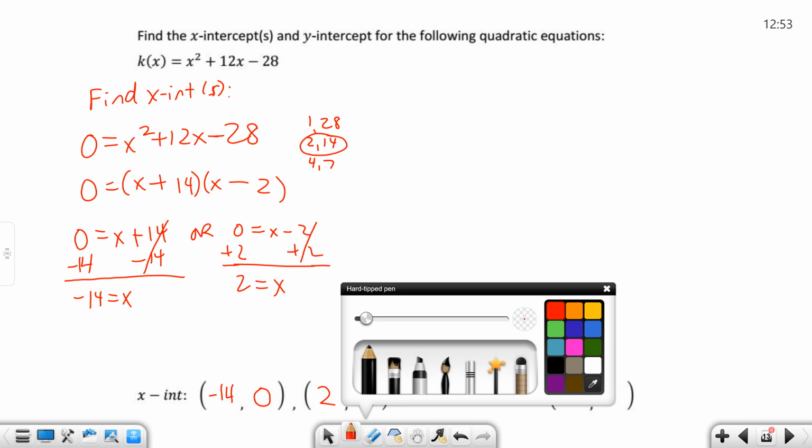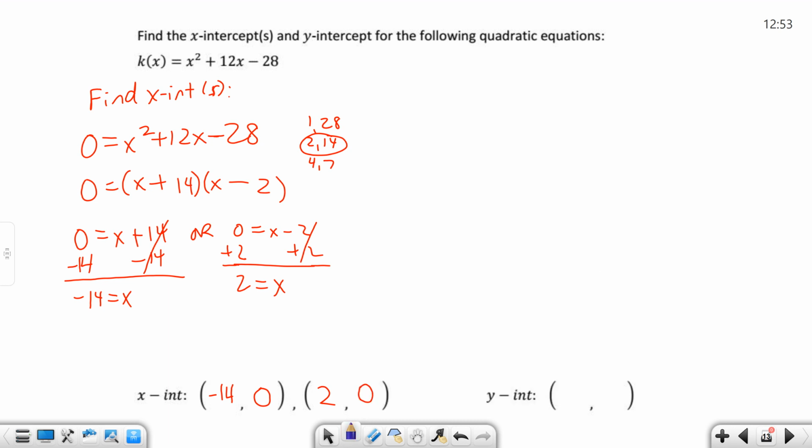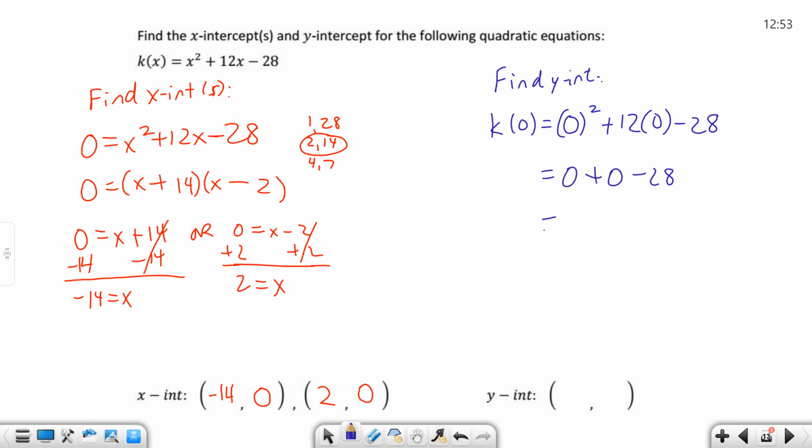All right, so now what about the y-intercept here? Well, to find the y-intercept, you let x equal 0, right? So that's going to be the same thing as k of 0. That's going to be 0 squared plus 12 times 0 minus 28. So it's going to be 0 plus 0 minus 28, which is negative 28. And that's the y value this time. And how did I find it? I let x equal 0.